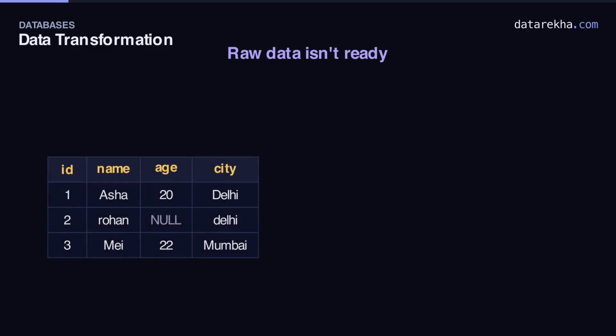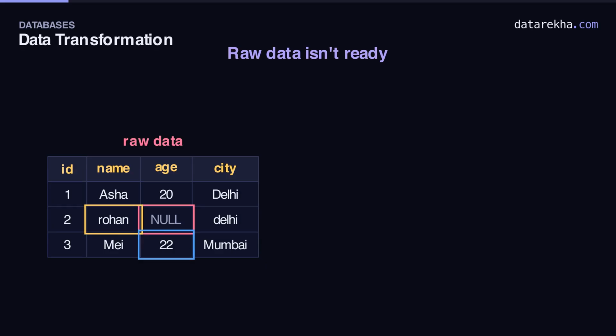Data almost never arrives ready to use. It shows up messy and in the wrong shape for the question you want to ask. Here is a tiny table straight from the source, and already it is a mess. An age is missing, a name is lowercase, where the others are capitalized. And look closely at that 22 in quotes. It is stored as text, not a number. Feeding this straight into an analysis would give you nonsense.